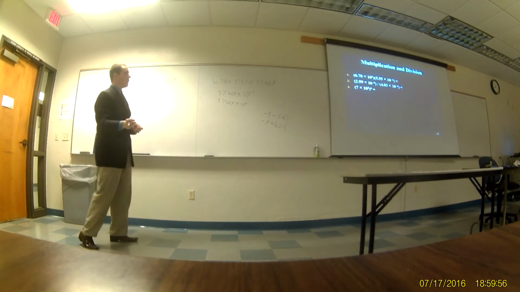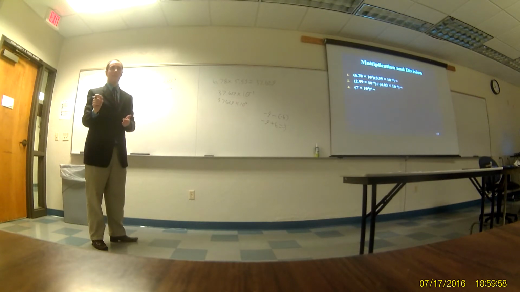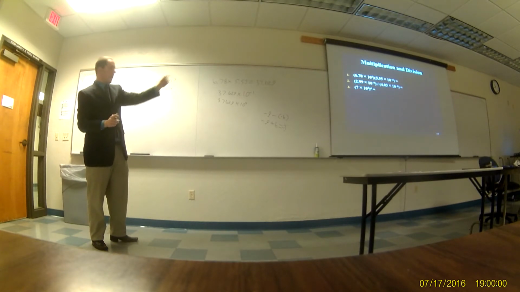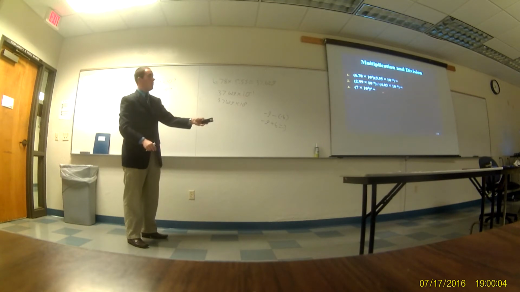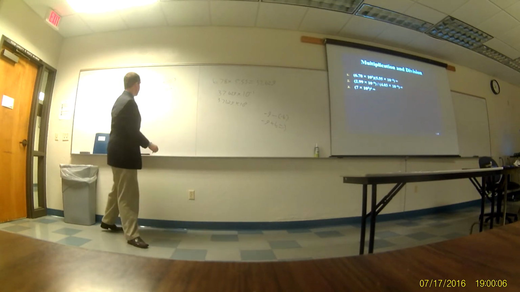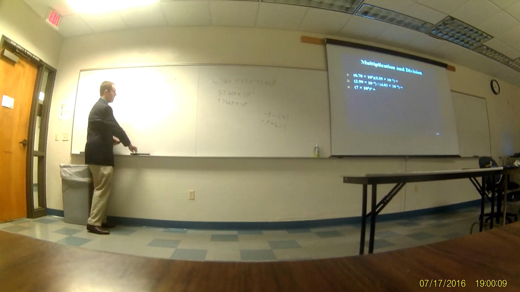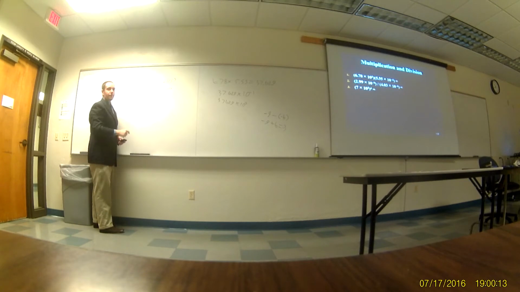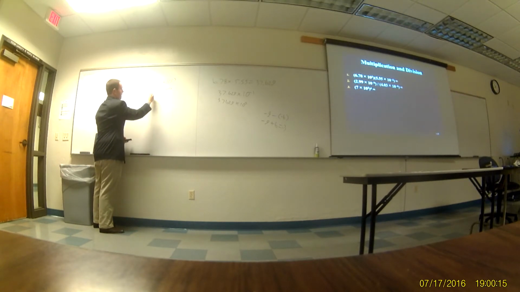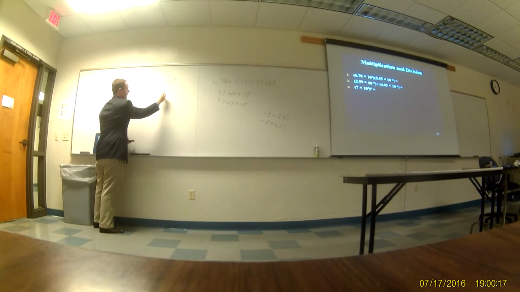How many sig figs should our answer have? 3. 2.99 has how many? 3. 4.03 has how many? 3. So our answer should have how many? 3. What is that number with 3 sig figs? 7.42 times 10 to the negative 4.